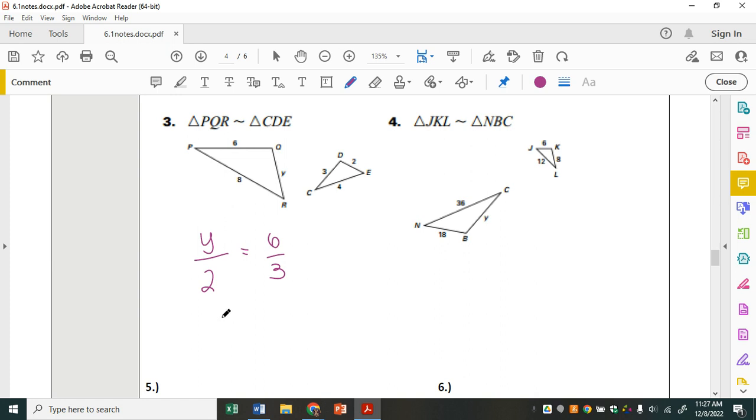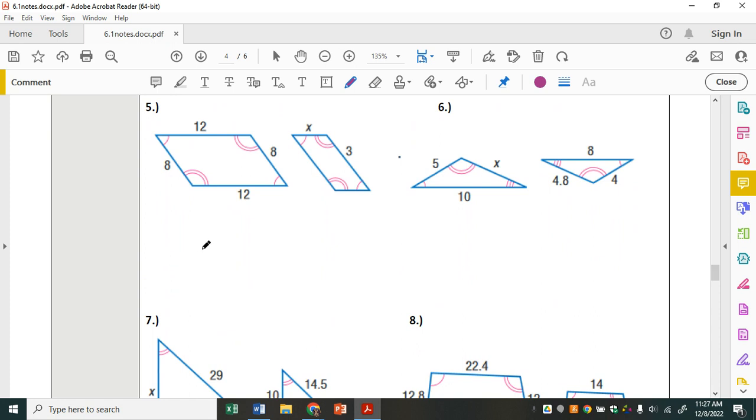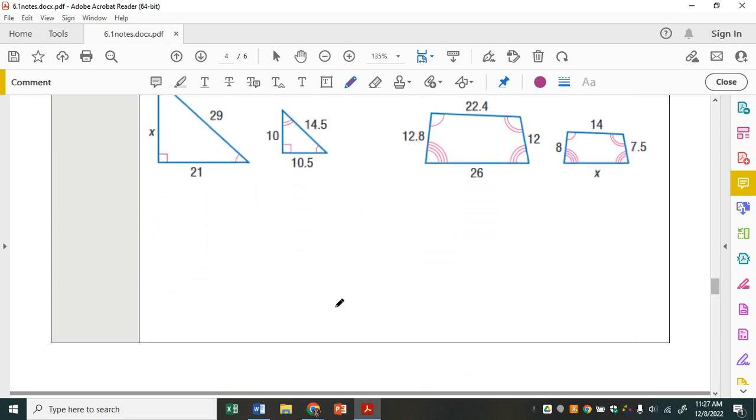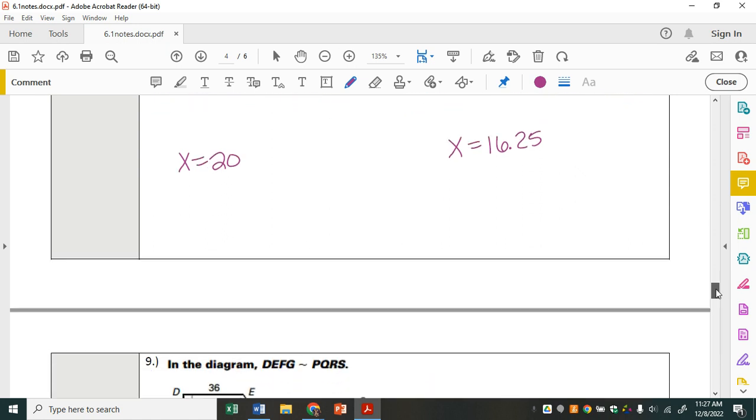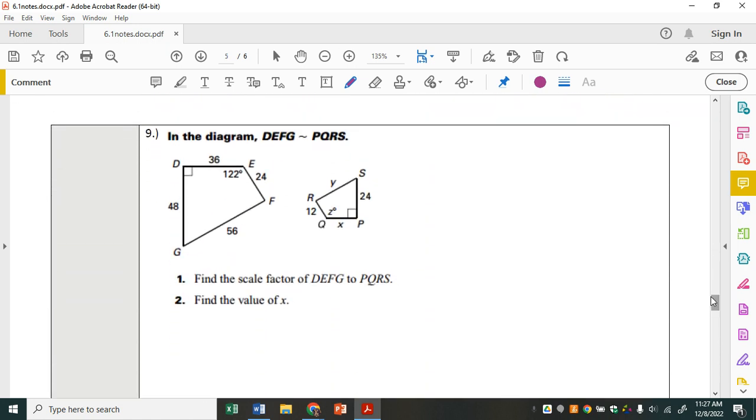Okay, on number 3, if we cross multiply, divide, we should get y is equal to 4. Number 4, we should get y is equal to 24. Number 5, we should get x is equal to 2. 6, we would get x is equal to 6. 7, we would get x is equal to 20. And 8, we should get x is equal to 16.25. Okay, so those are your answers based on the appropriate proportions.